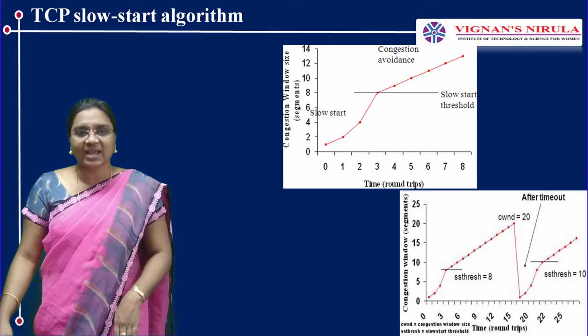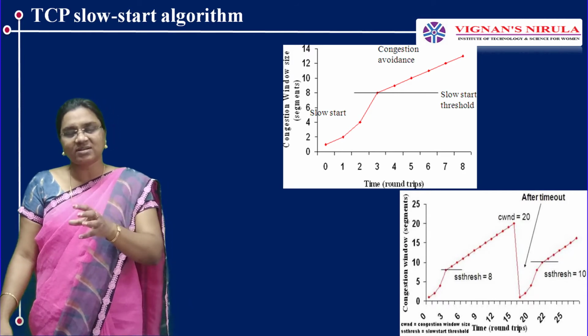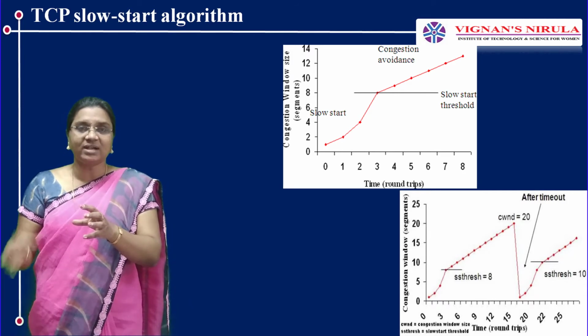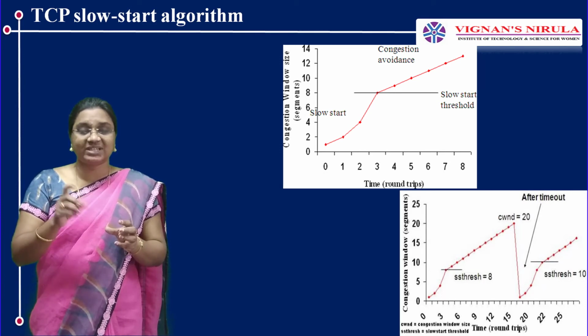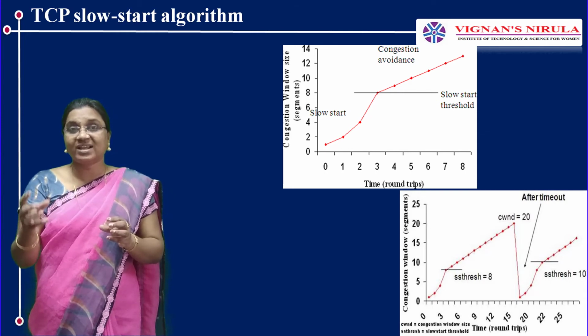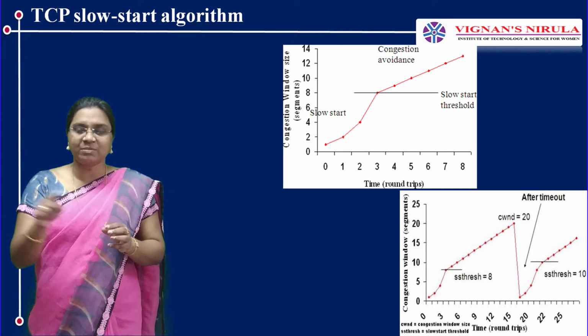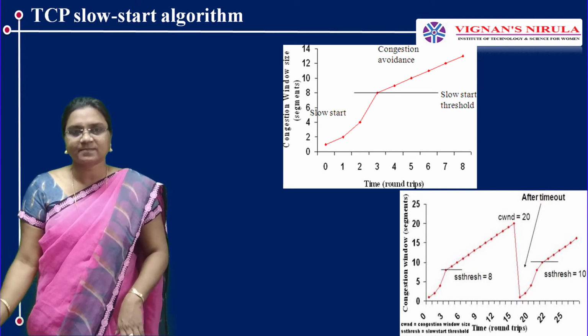On the x-axis we have taken time. The time is measured in round trips. We send the segment, and the corresponding acknowledgement should also come back, right? So the time required for this packet to go to the receiver and also get back the acknowledgement, the time required to go and come, is the round trip time, right?